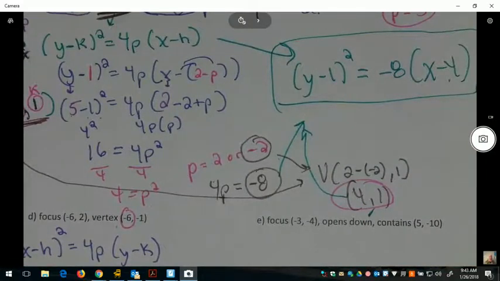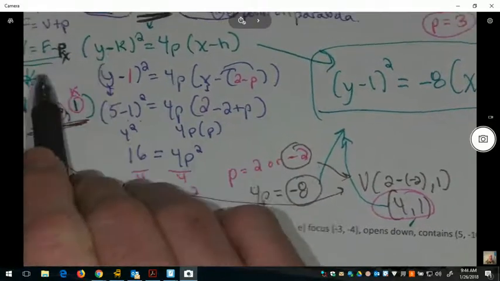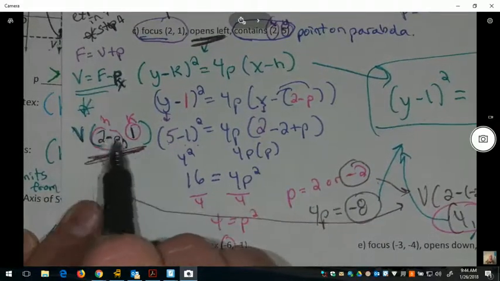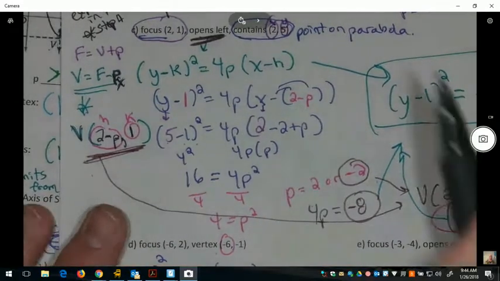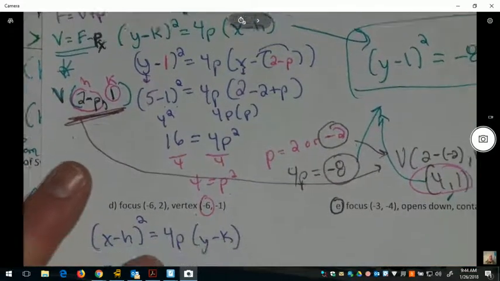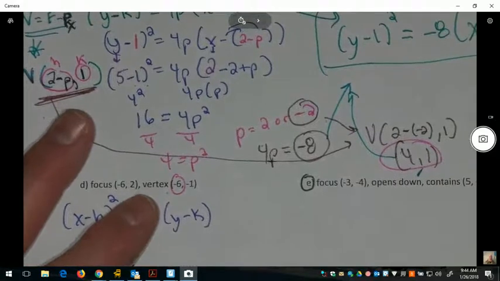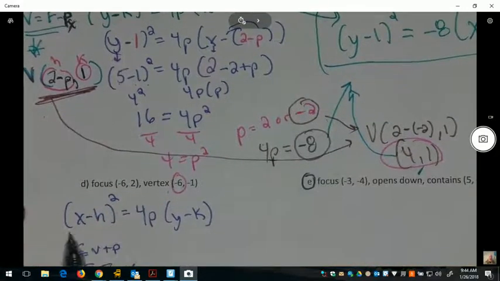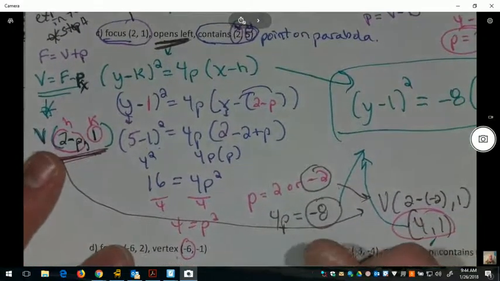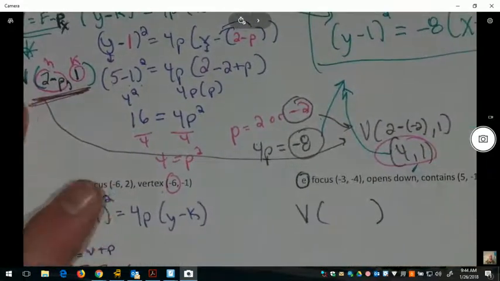This is not as simple as the other problems. It's not impossible, but it requires some steps, some substitution, and that first critical step of expressing the vertex in terms of p by doing focus minus p and substituting that in. I'm going to ask you to try a problem like this. I'm going to ask you to try letter E. Before you start substituting in, I want you to first decide what the equation is going to look like in general form. Will it look like this? Will it look like this? And figure out an expression for the vertex in terms of p.